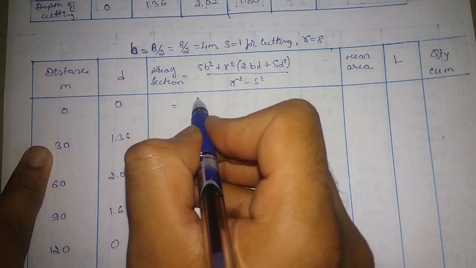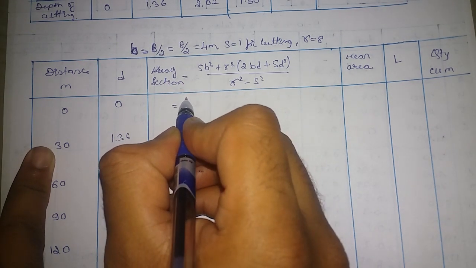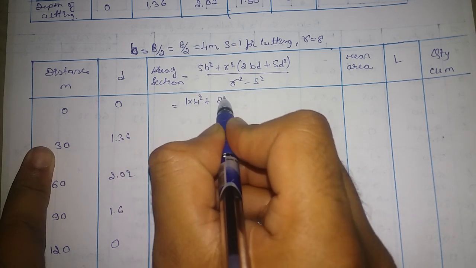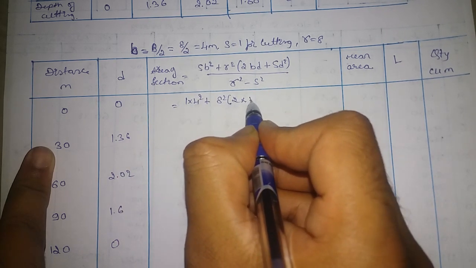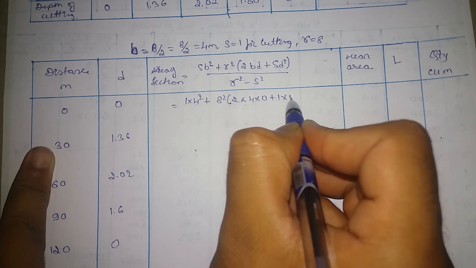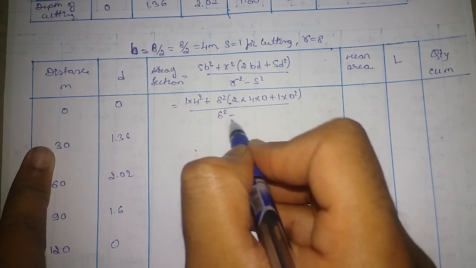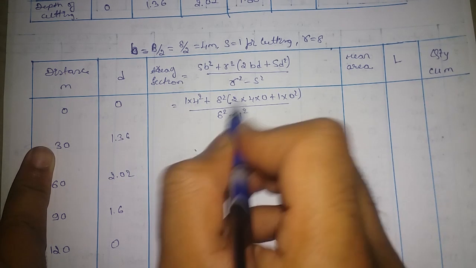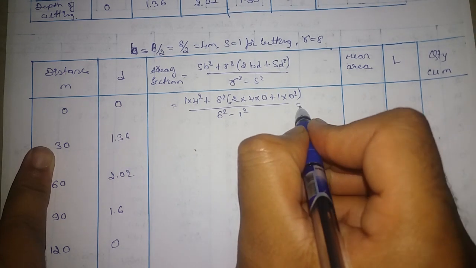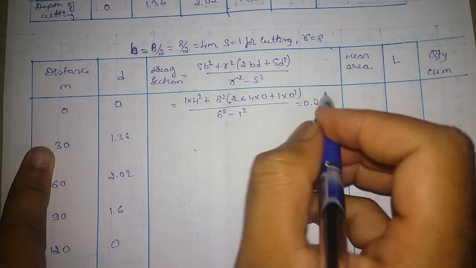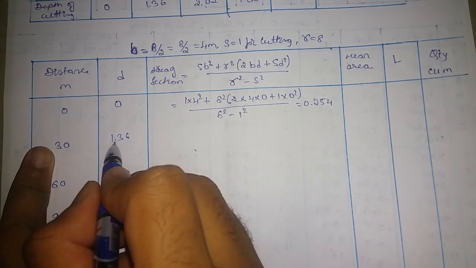So what you got is 1. Just write it here, 1 into S square plus R. What is the R? R is 8 square into 2 into 4 into 0 plus 1 into 0 square, all divided by what is the R? 8 square minus S square is nothing but 1 square. So if I calculate all this value, you are going to get it as 0.254. So here is this value. Now we will find out this value.